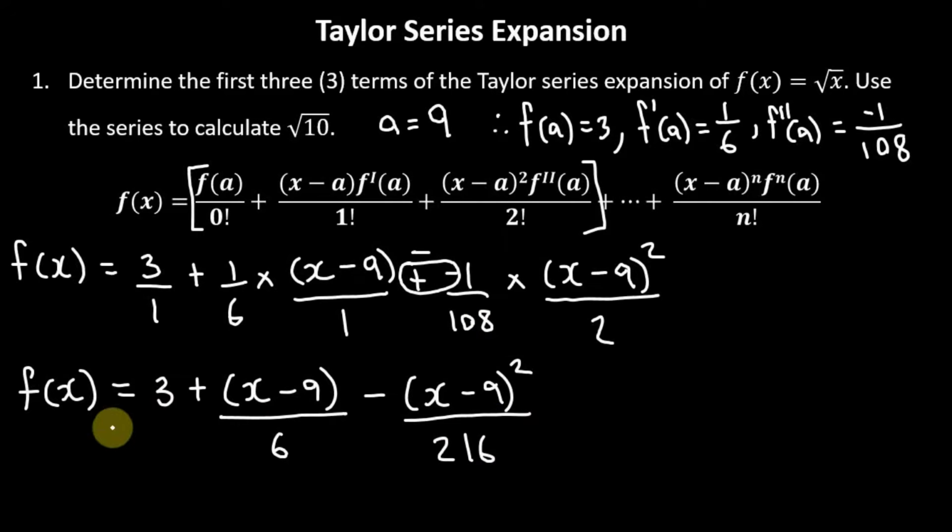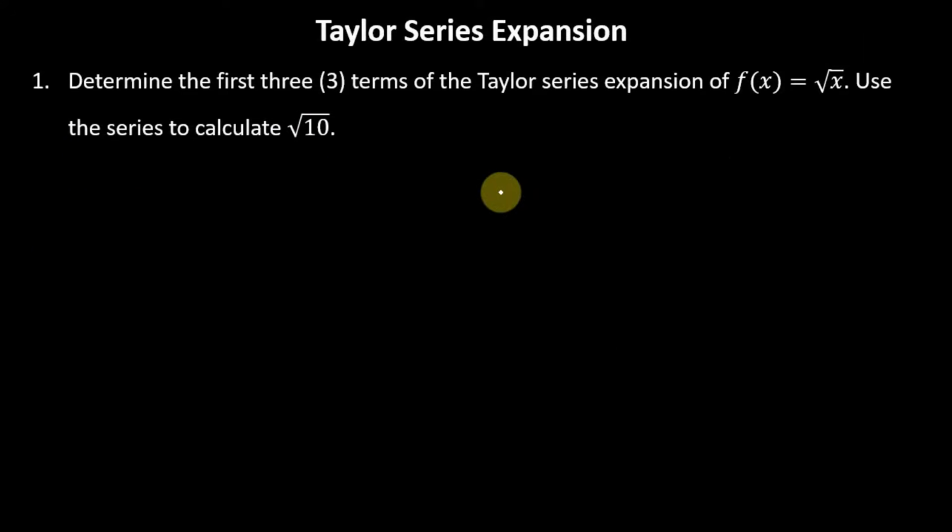And these are the first 3 terms of the Taylor series expansion of f of x is equal to the square root of x. And we'll bear in mind that we want to use the series to calculate the square root of 10, which is what we are going to do next. Now let us erase this space and use this series to calculate the square root of 10. Now we want to use the series that we just found, guys, to calculate the square root of 10.